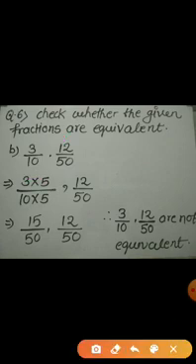On the contrary, 10 fives are 50, right? Means if you multiply the denominator 10 by 5, it will give 50. But when you multiply the numerator 3 by 5, it will not give 12. It gives 15. So out of the two conditions, you can show by any one. Here I have shown by multiplying both numerator and denominator by the same number 5, which gives the same denominator, but the numerator will not be the same, right? It means 3 upon 10 and 12 upon 50 are not equivalent fractions.